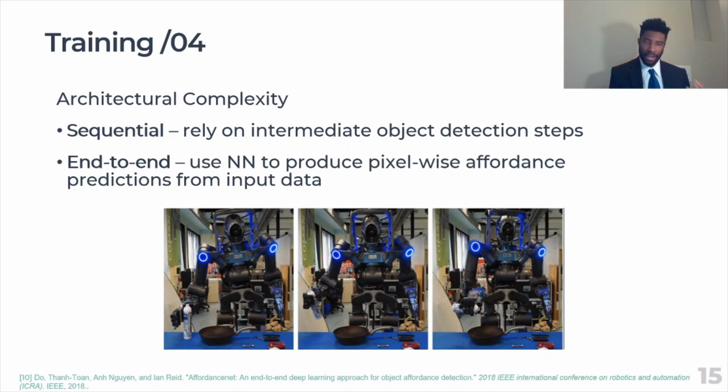And then you have the architectural complexity of the training method. So you can have sequential methods which use the object detection and the feature extraction methods that I talked about previously, which are intermediate steps from the beginning to end. Or you can use an end-to-end method that goes directly from the pixelized affordance labels to the affordance predictions at the very end. This is more applicable to real-time applications because it's all in one step.